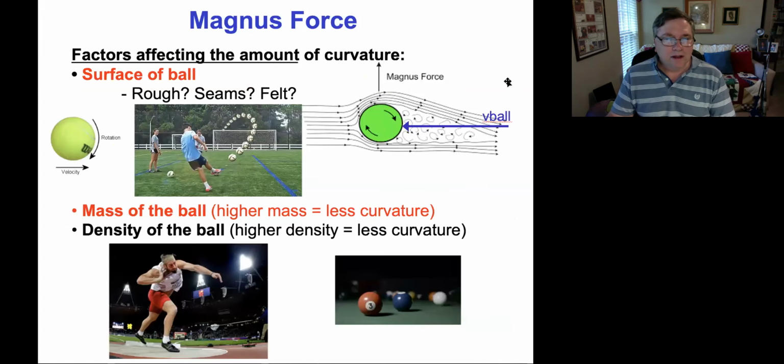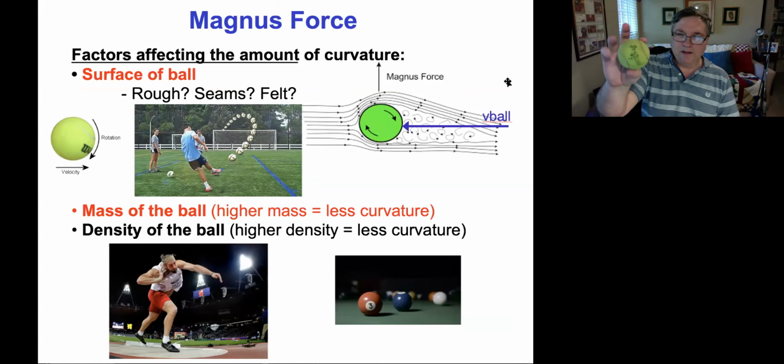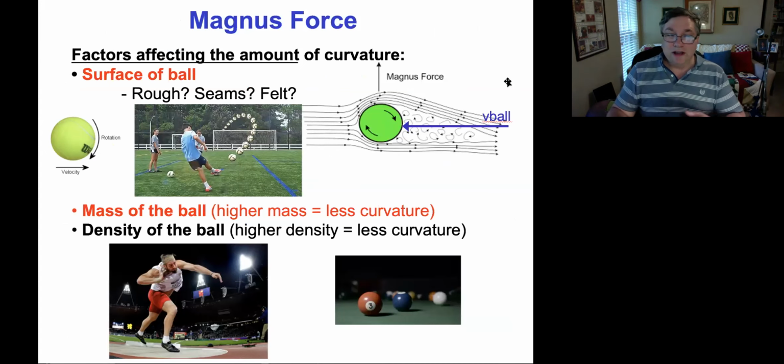There we go. So with the Magnus effect, the surface of the ball becomes really important. There's a number of factors that can affect the amount of curvature. The rougher it is, so for example, the seams and the felt on a tennis ball, the seams on a softball or a baseball, increase the roughness of the surface. The rougher it is, the greater the pressure difference, because you can create more turbulence, you can drag more air behind it, you can create a larger Bernoulli effect. That means you're going to have a greater Magnus force.